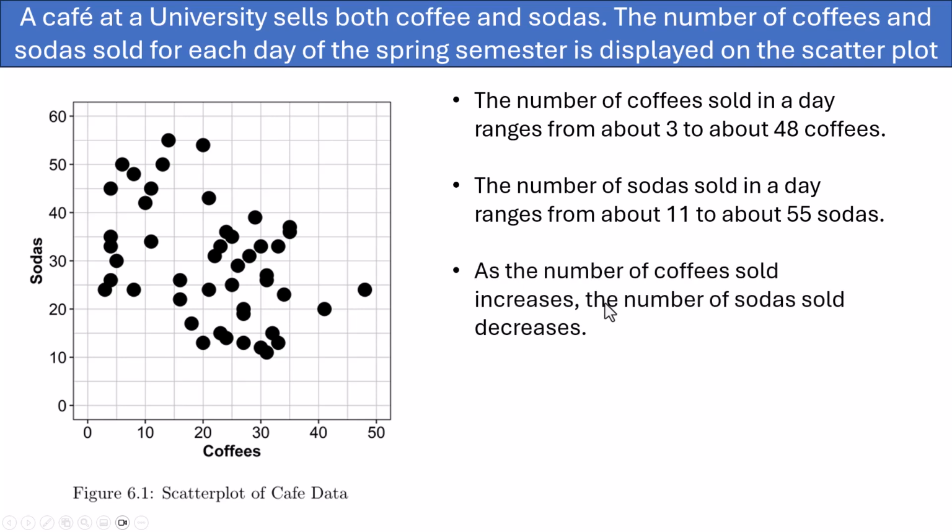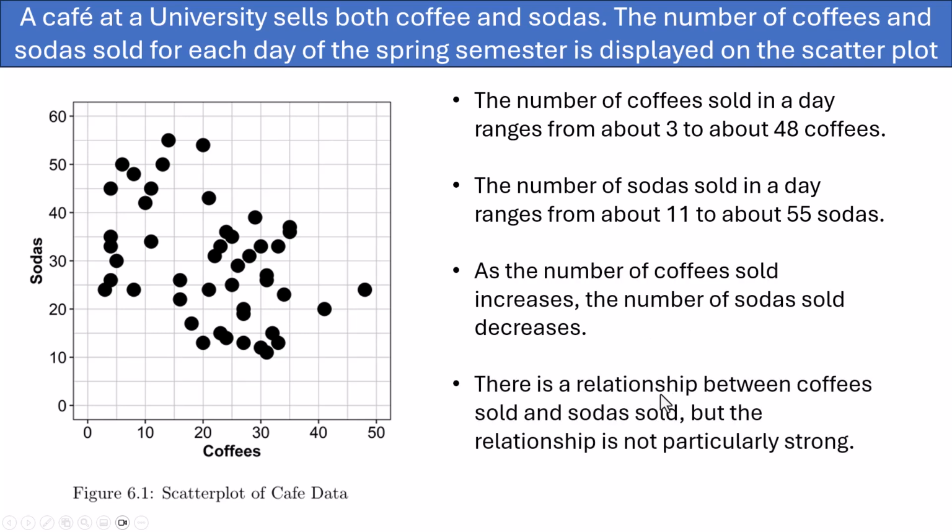As the number of coffees sold increases, the number of sodas sold tends to decrease. And so we would say that there is a relationship between these two variables, but it's not a particularly strong relationship, right? In other words, we wouldn't really be able to reliably predict how many sodas would be sold based on the number of coffees sold. But we could say that in general, when there are more coffees sold, there tend to be a little bit less sodas sold.